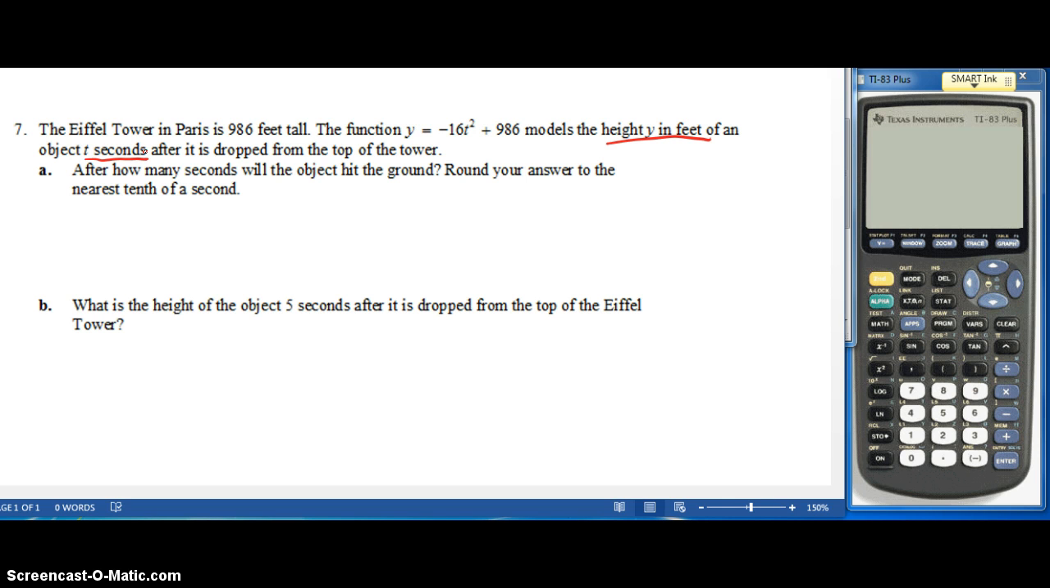So in this case, we know that we're trying to find seconds, which means that we have the height, which once it hits the ground, the height's going to be 0. So 0 equals negative 16 t squared plus 986. Now I have two options here. Usually we do quadratic formula for this, but we also have no bx in the middle there, which allows us to solve it that way.